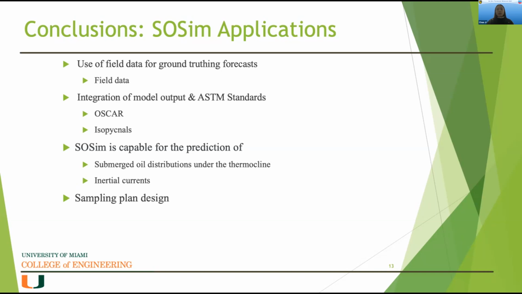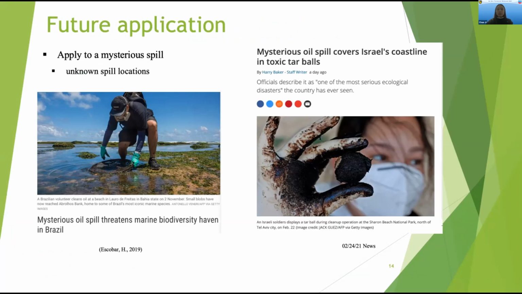Overall, through all the case studies I went over, SOSim is able to predict the submerged oil distribution after a subsurface oil spill. SOSim can also follow the inertial currents that change direction in several different time steps. Overall, SOSim has great potential to be applied to guide the sampling plan of water sample collections during the oil response period. This is one future research direction that we hope SOSim can be applied for.